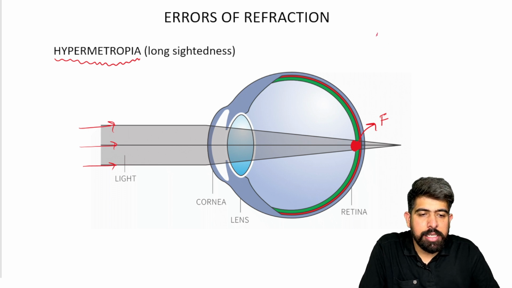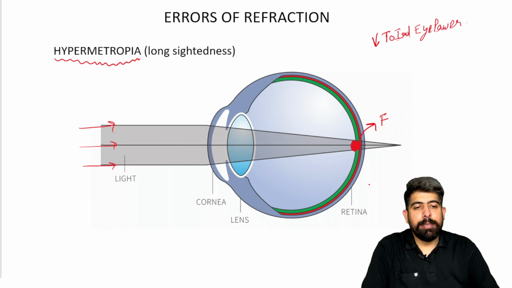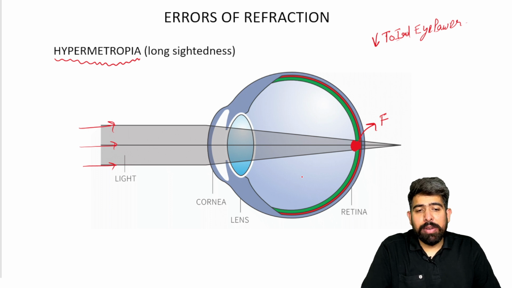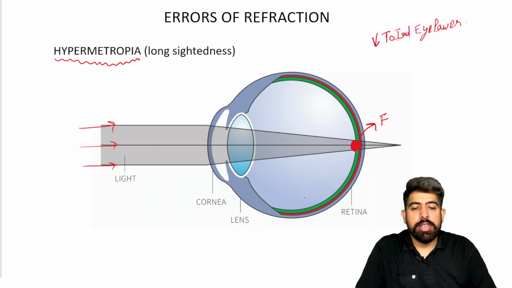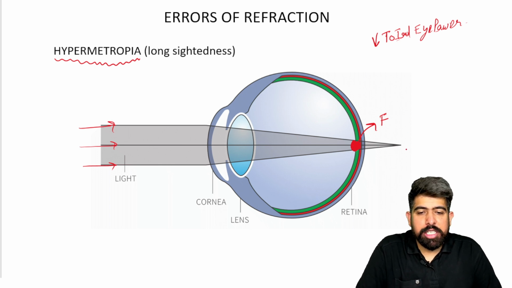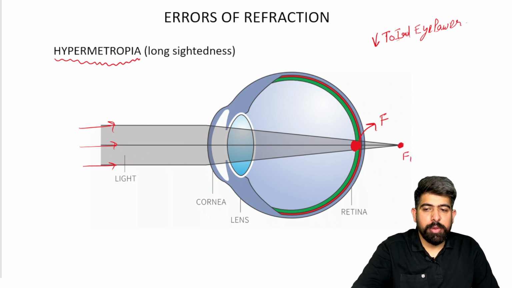In hypermetropia, there is a decrease in the total eye power. So as the total eye power is decreased, it cannot make the convergence more, and as it does not converge more, this focus point, F1, will fall behind the retina.